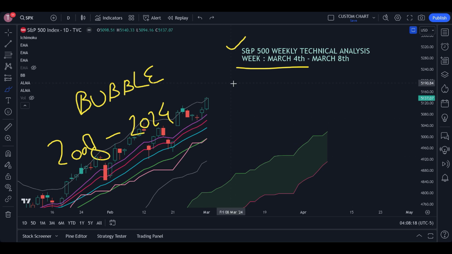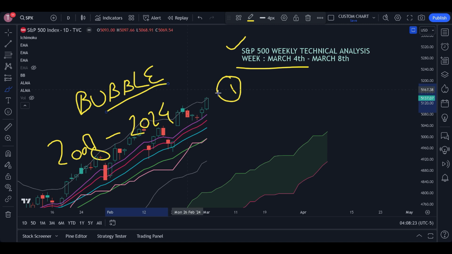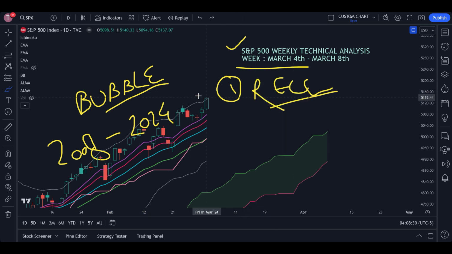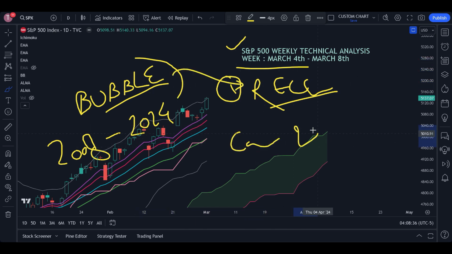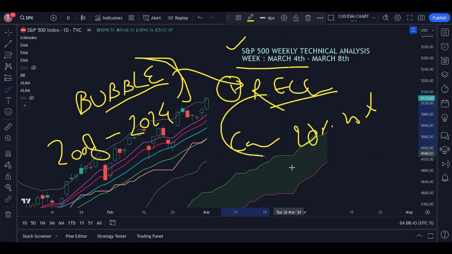Now there are two important questions. Number one, what will happen when this bubble bursts? Recession. Whenever there comes a bubble, it brings a recession. This means that earlier we were anticipating a correction. Correction means a 20% to 25% decline. But now because the bubble is in the picture, that is why the recession, that is a 40 to 50% decline.